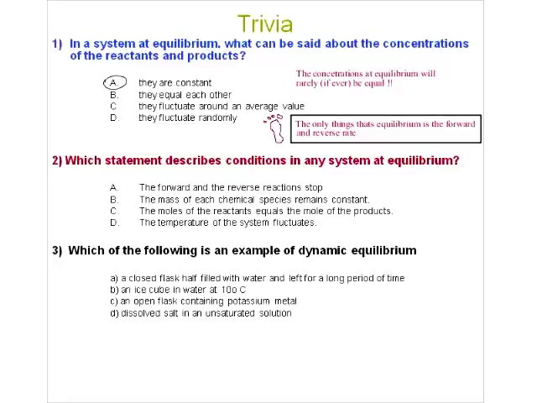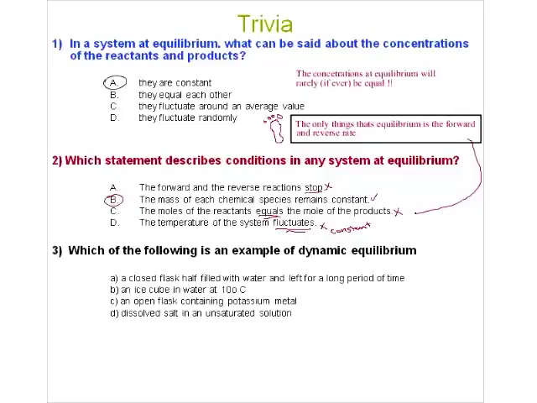There we go. Okay, number 2, which statement describes the conditions in any system at equilibrium? And the answer to that, of course, is: the reaction rates stop? No way. It never stops. It's continually going. The mass of each chemical species remains constant. Could be. Right? The moles of the reactants equals the moles of the products? No, because the only thing that's equal is the rates. The temperature of the system fluctuates or changes? No, it's got to be constant. So the answer to this is B. It looks like the amount of material stays the same.